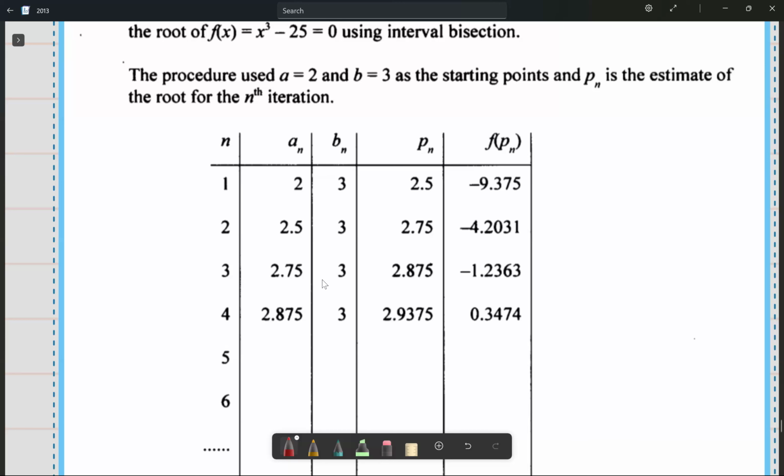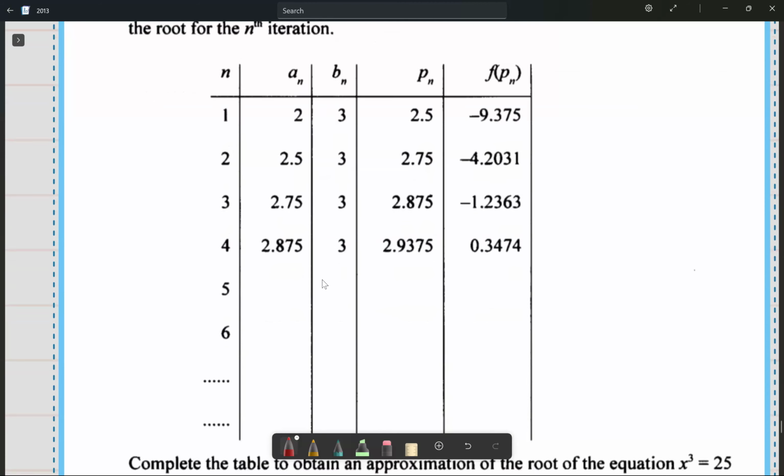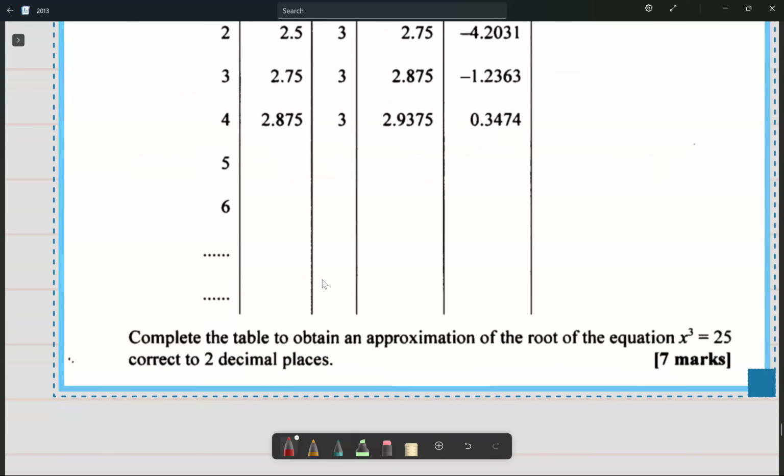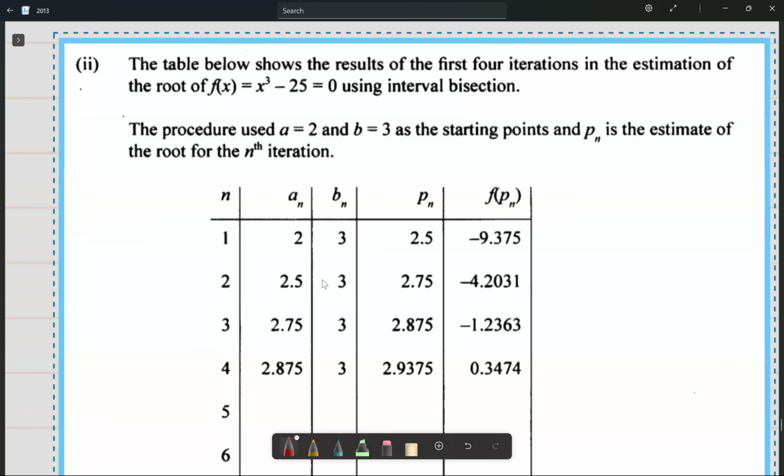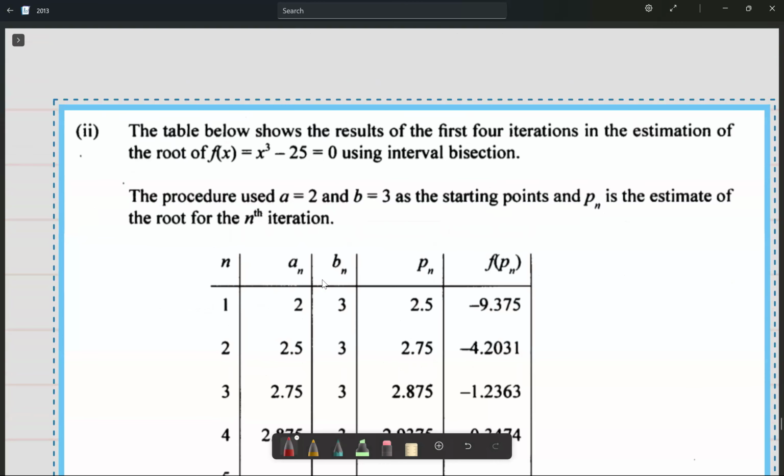Okay, so one second. Does this require me to show the equation? It says complete the table. Procedure used is that as starting point and estimate of the root.